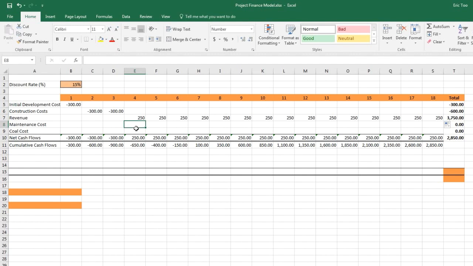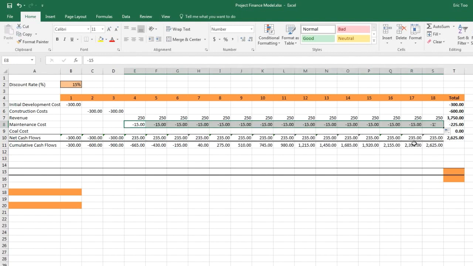Now, at the same time, we're given that the maintenance cost is 15 million. So again, we put in minus 15 into the maintenance cost, and we will incur this the moment that the power plant is put into operation. So this 15 million will be incurred continually for the next 15 years. So we copy to year 18.